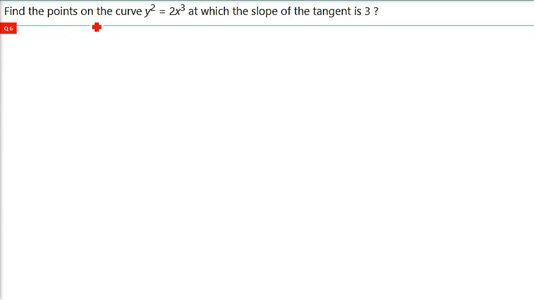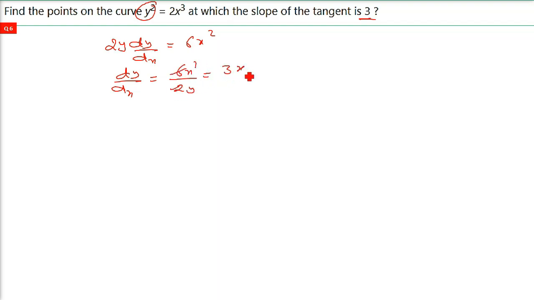Find the points on the curve y square equals 2x cube at which the slope of the tangent is 3. So the slope of the tangent is already provided. So it's quite straightforward. There will be cases formed here. We can see that y square is 2x cube. So there will be some squaring, and whenever there is a square, you get 2 points. So let us differentiate. 2y dy by dx equals 6x square. That is dy by dx is 6x square by 2y, which is 3x square by y.